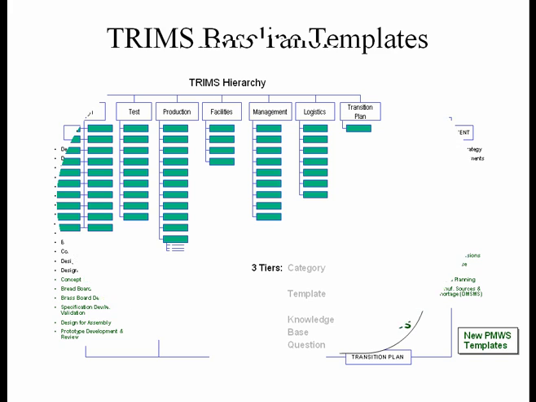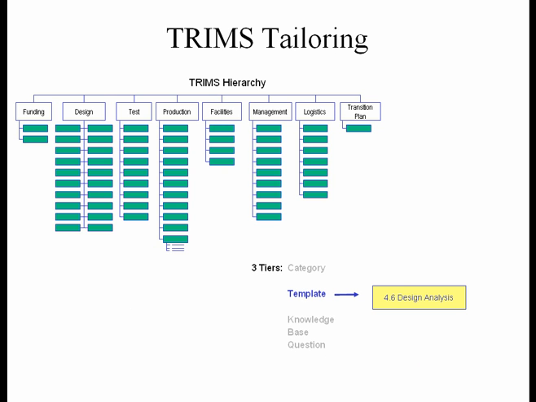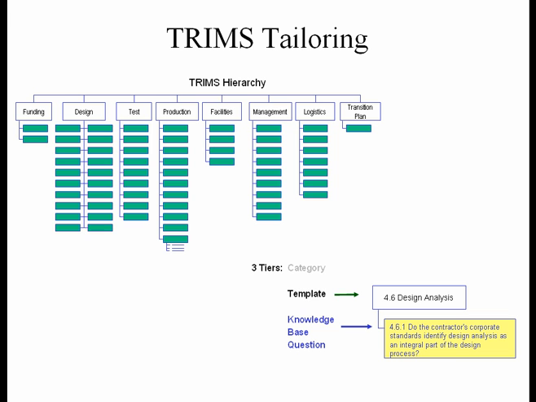The main risk object in TRIMS is the process risk, also known as a template after DoD 4245.7-M. Each template contains a series of SMART questions, which are essentially the questions that an expert would ask you if they were trying to determine your risk exposure in each process area. Templates can then be grouped into categories for easier organization.